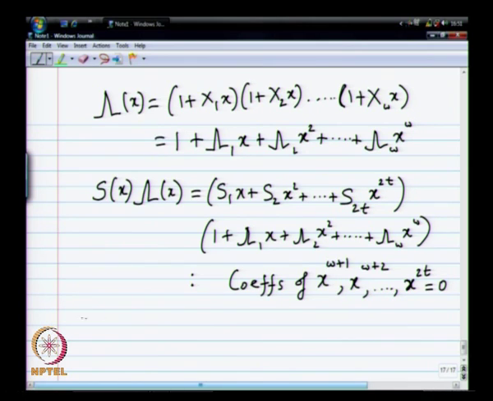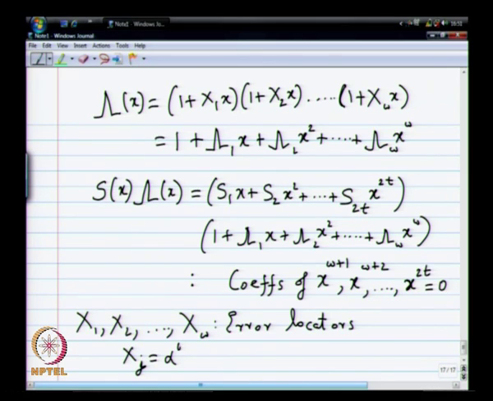So these xi's have a name, this x1 through x omega, they are called error locators. Why are they called error locators? Remember, each of these xi's is basically alpha power, I mean xj is alpha power ij, okay. So this tells you the location of error.